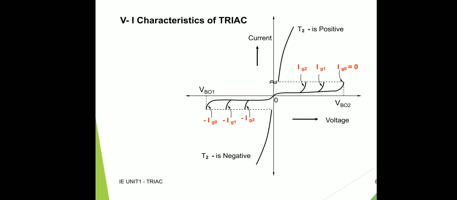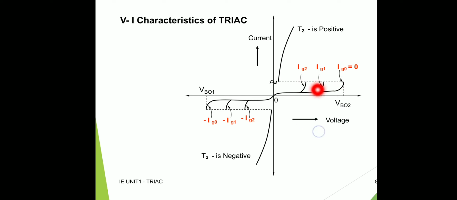Whenever this voltage reaches the breakover voltage, the device conducts, and the voltage drop across the device reduces and current rises suddenly. This is about the characteristics of the triac. In a similar way, in the third coordinate, when T2 is negative the characteristics are in the third coordinate, and when T2 is positive, the characteristics are in the first coordinate.